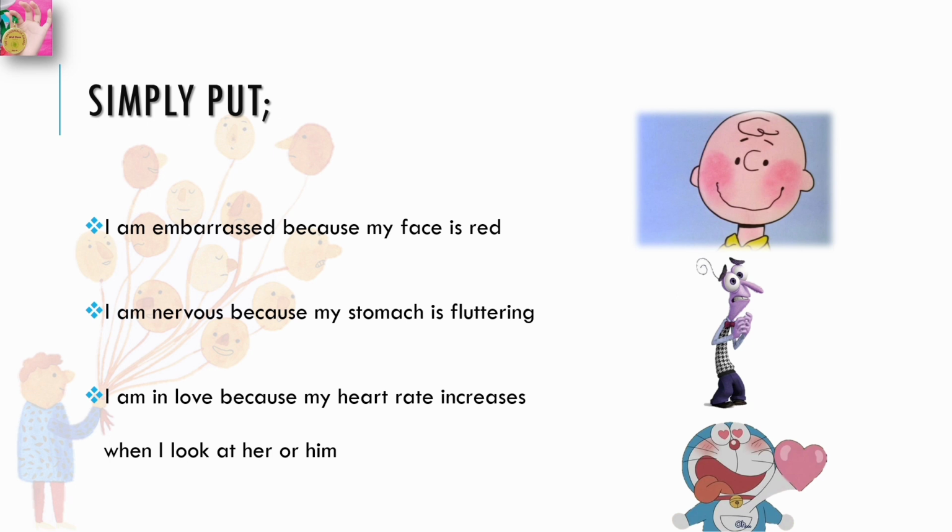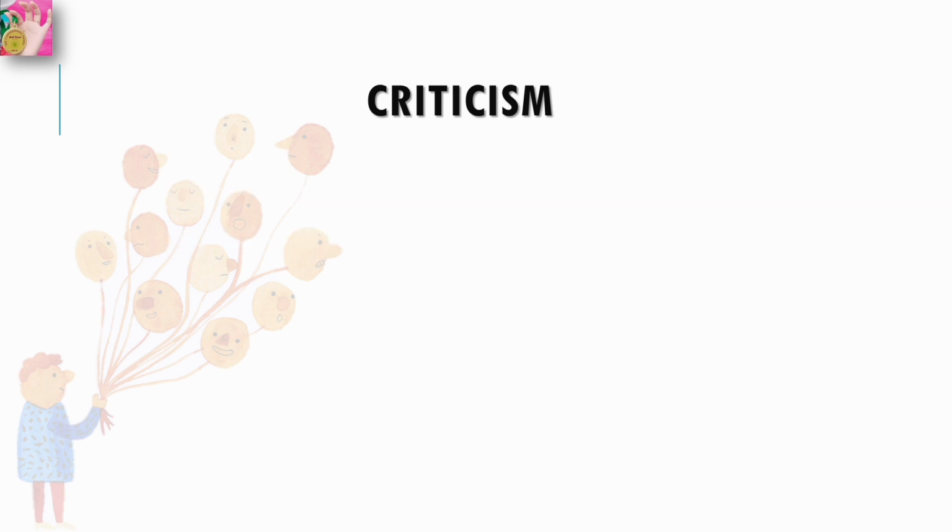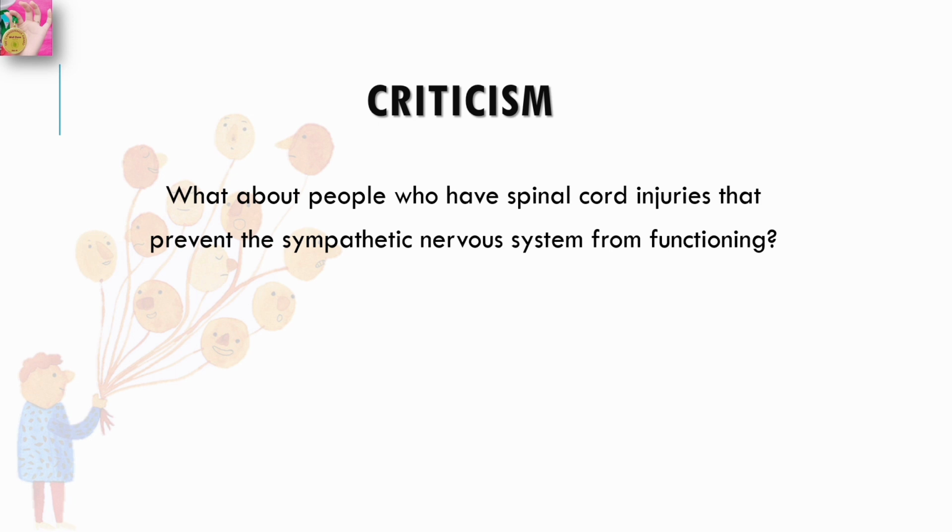Now, since every theory has some sort of criticism, limitations and drawbacks, the same is the case with the James-Lange theory, it also faced criticism. So we will discuss the main criticism faced by the James-Lange theory. What about people who have spinal cord injuries that prevent the sympathetic nervous system from functioning? James-Lange would predict that these people should show decreased emotion because the arousal that causes emotion is no longer there. But this does not in fact happen.